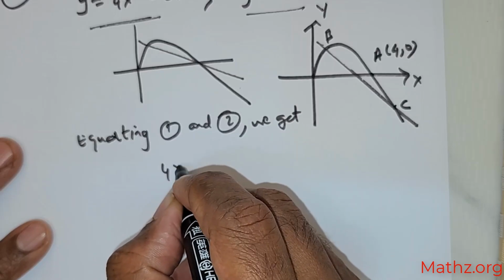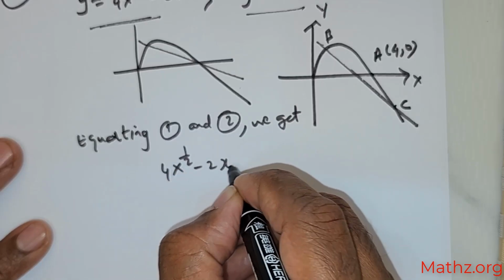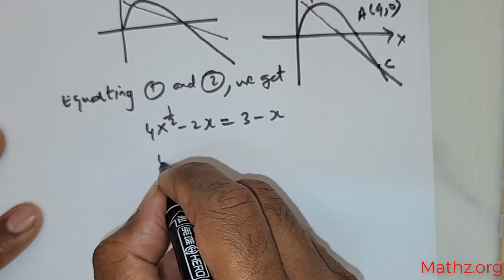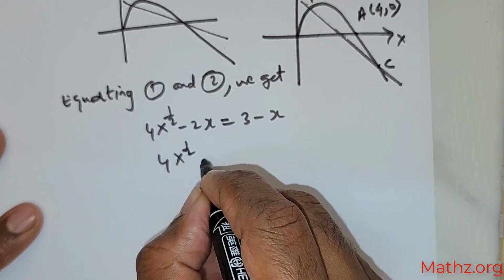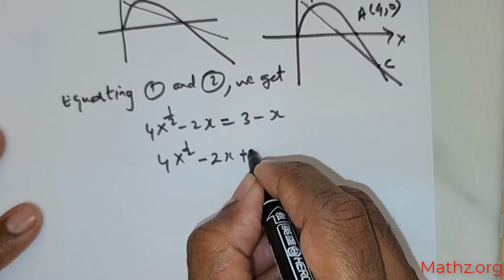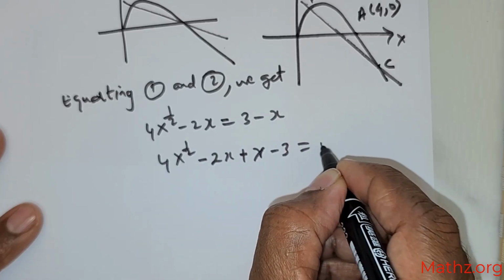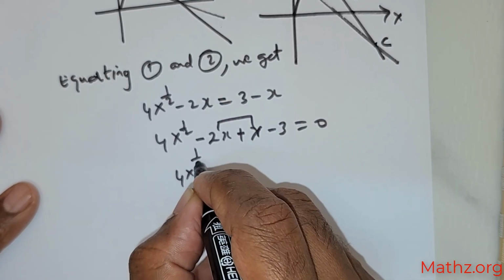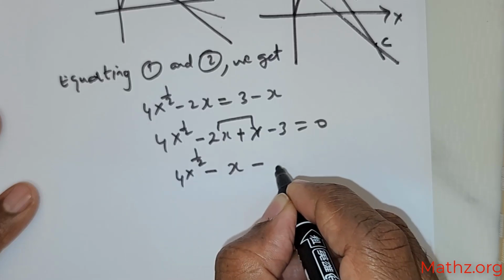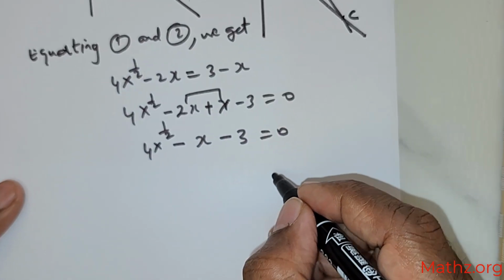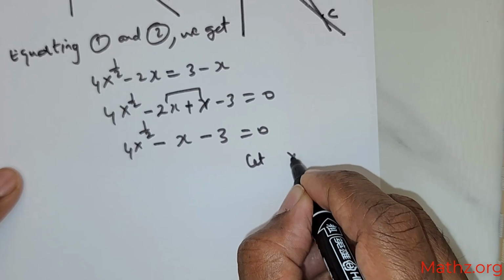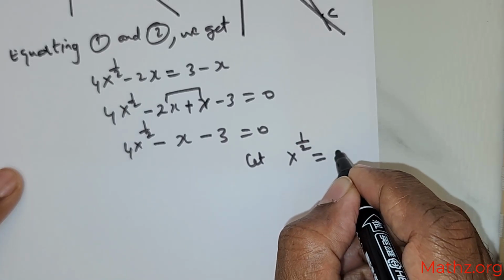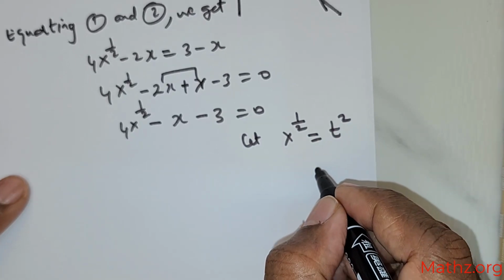So that would be 4 times x raised to the power 1 over 2 negative 2x is equal to 3 negative x. I'm going to rewrite this as 4 times x raised to the power 1 over 2 negative 2x positive x negative 3 is equal to 0. You add these two together, you get 4 times x raised to the power 1 over 2 negative x negative 3 is equal to 0. Now I'm going to let x raised to the power of 1 over 2 be equal to, say, some t squared.